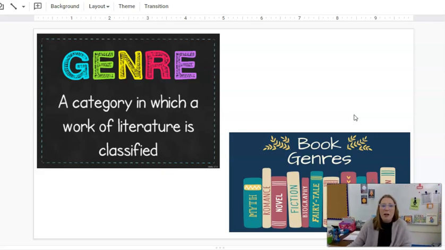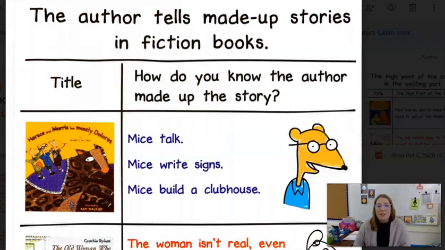So now we're going to talk about some fiction books that we have read or may read soon. So let's first take a look at Horace and Morris and Mostly Dolores. That's this book right here with the bright yellow on the cover. So at the top it says the author tells made-up stories in fiction books. So we know that fiction means it's not true, it's made up.